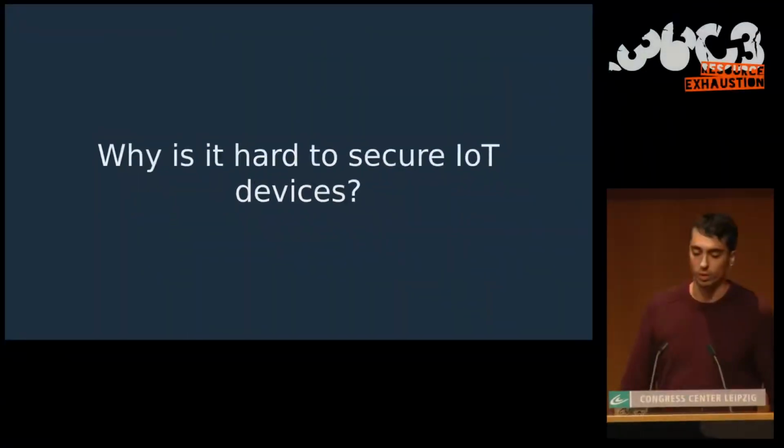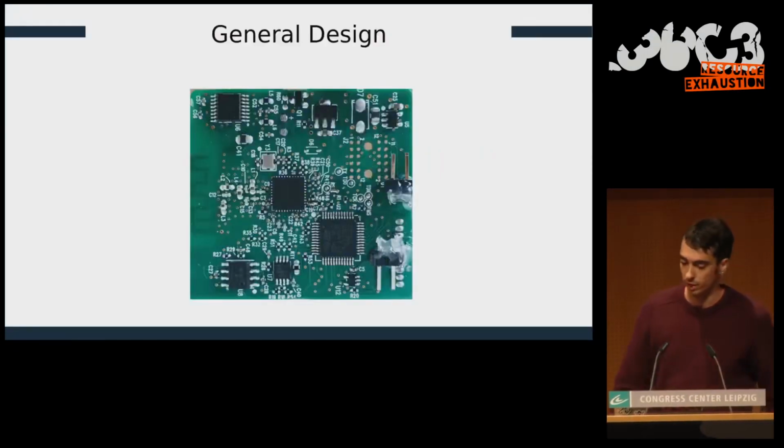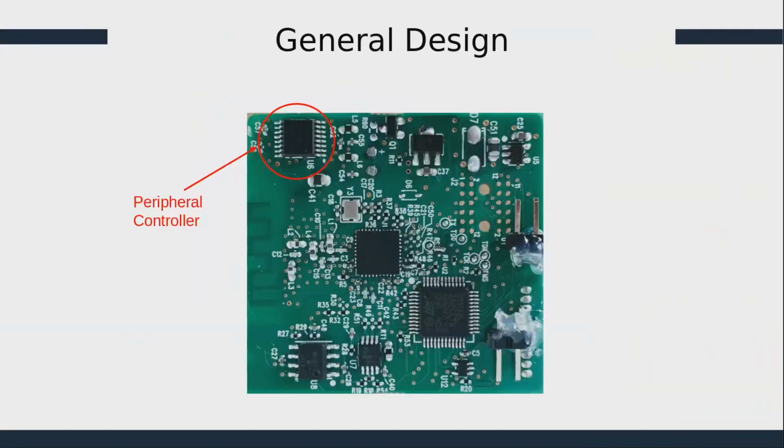So then we wondered, why is it hard to secure IoT devices? To answer this question, we have to look at how IoT devices work and how they are made. Usually, when you remove all the plastic and peripherals, IoT devices look like this, a board with some chips laid on it. Usually, you can find the main chip, the microcontroller, which runs the firmware, and one or more peripheral controllers which interact with external peripherals, such as the motor of your smart lock or cameras.